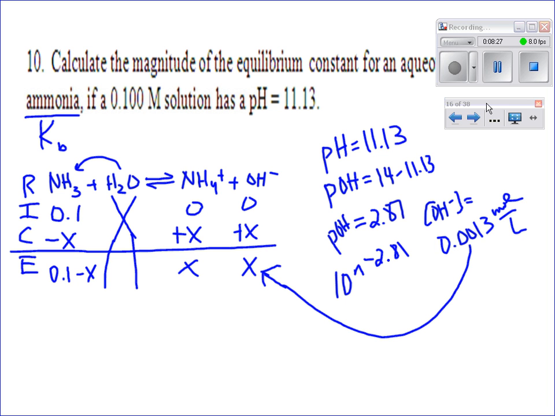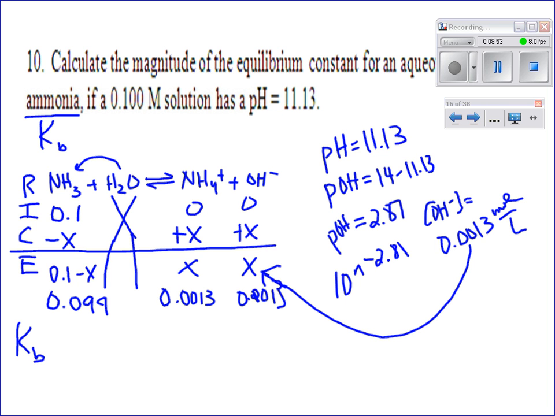So that's what I can put in there. See what I did there? How seamless that was? It's pretty amazing. All right, so we get 0.0013, 0.0013, and then our NH3 concentration after equilibrium, 0.099.